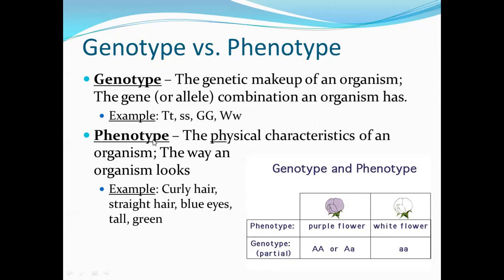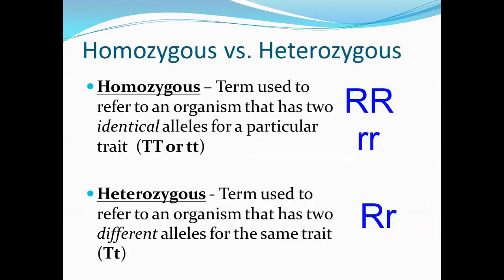The phenotype now is the physical characteristics. Everything that you can see in that person. For example, curly hair, that's the phenotype. Straight hair, that's phenotype. Blue eyes, tall, green, all these are all the physical characteristics of the organism. So genotype again, that's the combination. Genes are the alleles. All right, I think we're ready now.